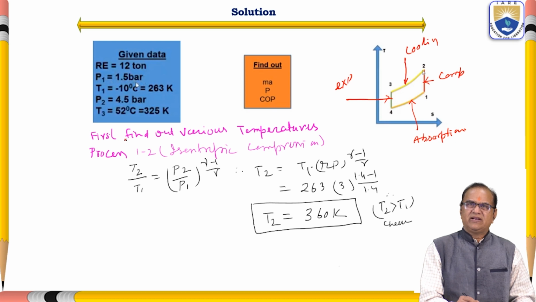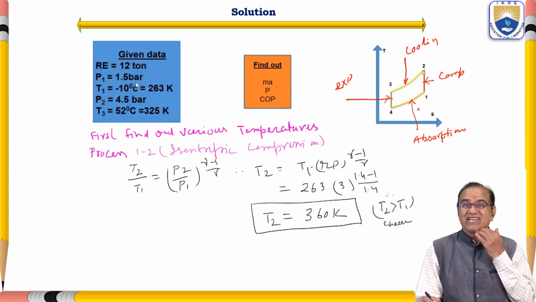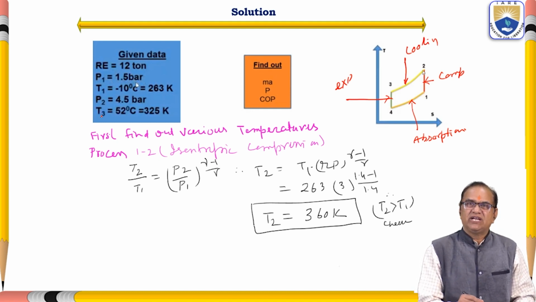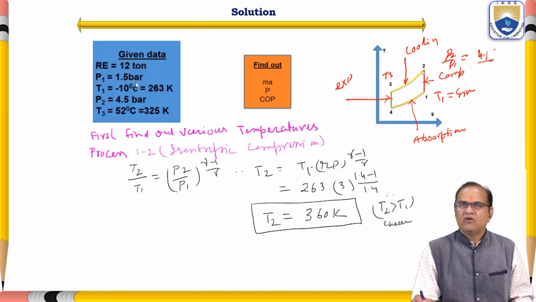So first we have to find out the various temperatures, because all the temperatures at 1, 2, 3, 4 are required to calculate, but all are not given. Only T1 and T3, two temperatures, are given. Pressures P1 and P2 are also given. So we can find P2 by P1. P2 by P1 is equal to 4.5 by 1.5. We will get 3. So RP is equal to 3.